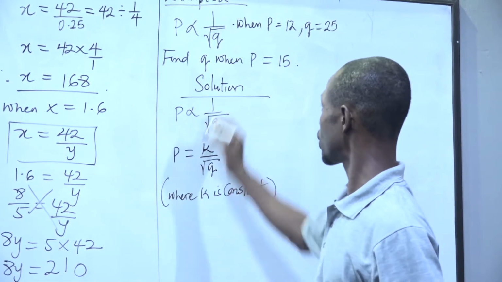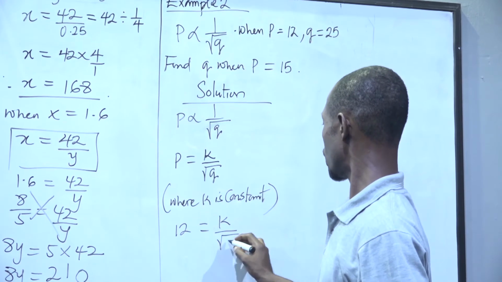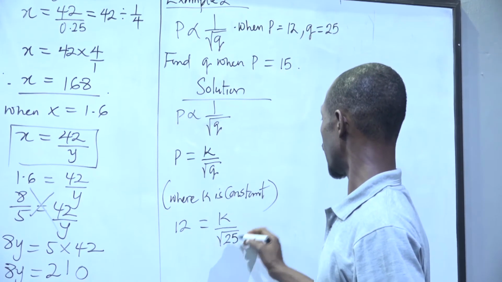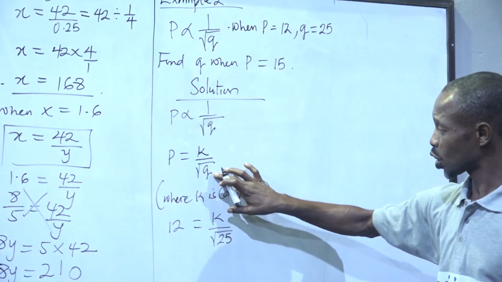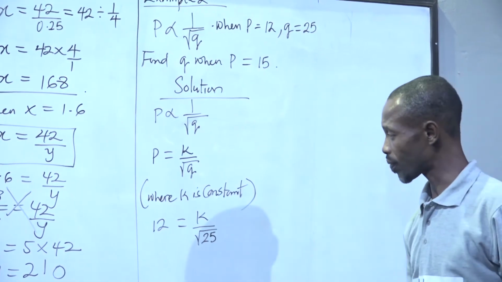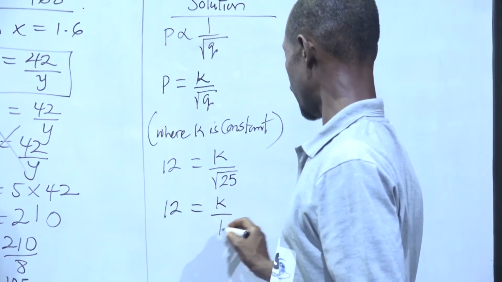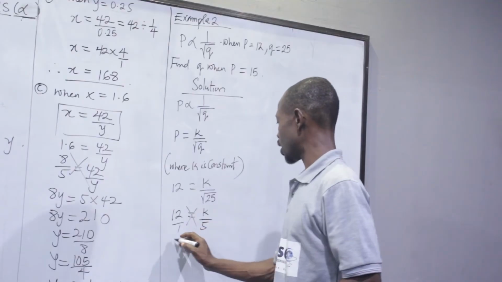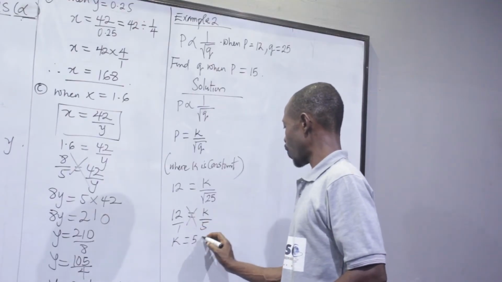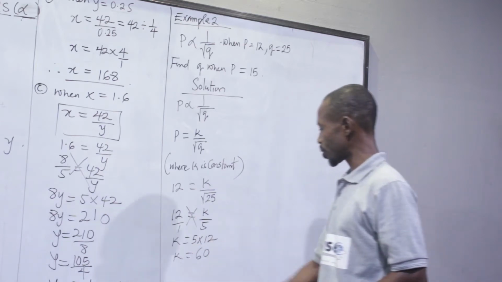So what do we do? We use the first two numbers given. P is 12, K is all over root 25 because Q is 25. Substitute 25 there. So this will give us 12 equals K all over 5. If we cross multiply the expression, K equals 5 times 12. So K equals 60. 5 times 12 should give us 60.